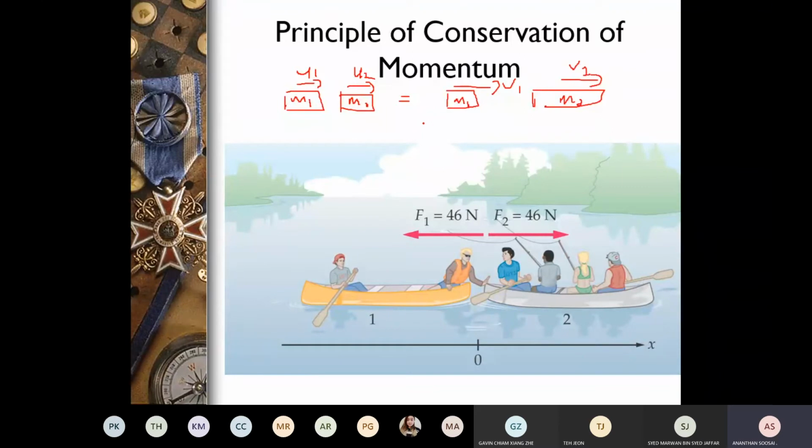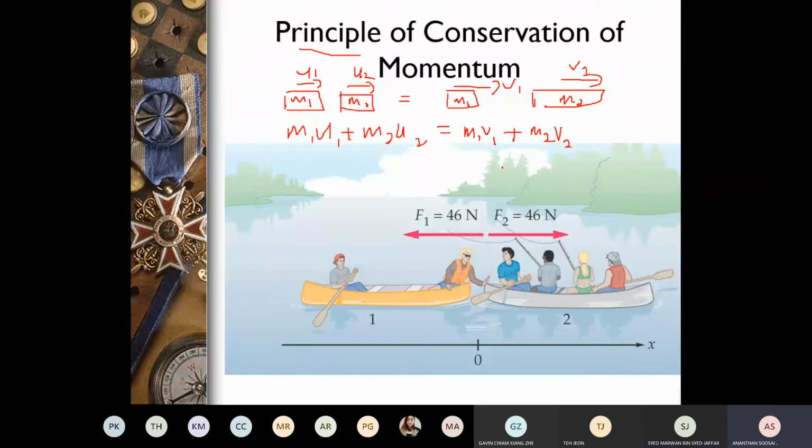Based on conservation of momentum, what is the formula you get? Total momentum before must be the same as total momentum after. So M1 U1 plus M2 U2 must be equal to M1 V1 plus M2 V2, right? Yes. Total momentum before and after must be the same.